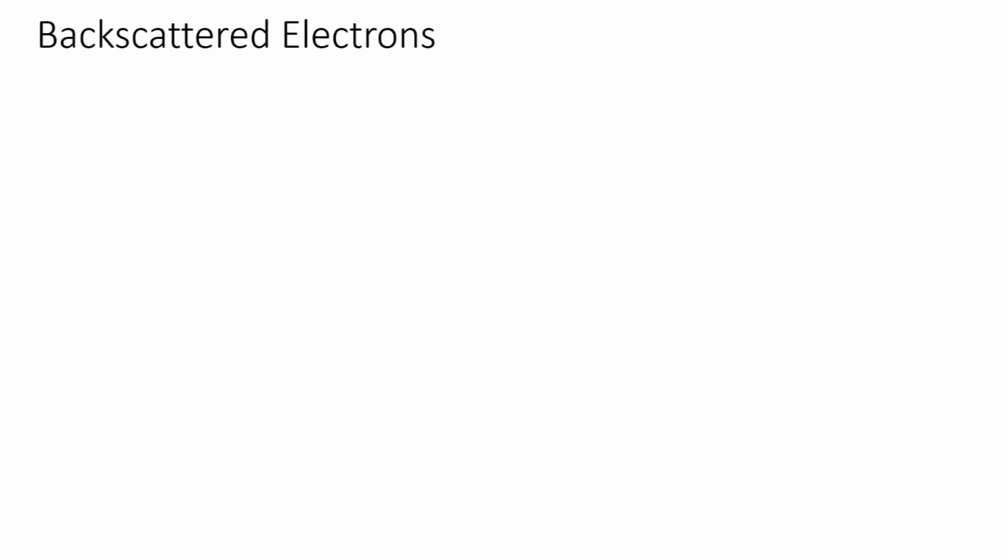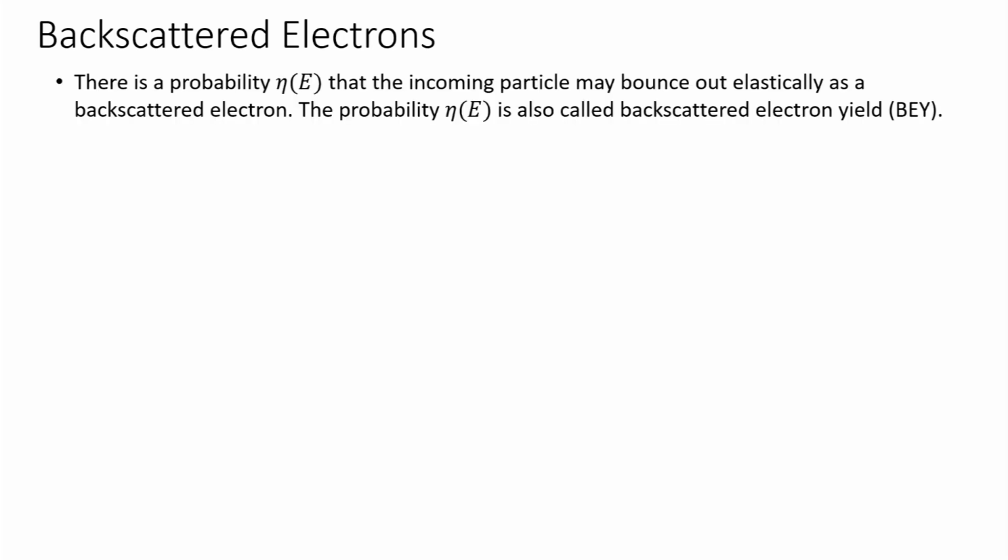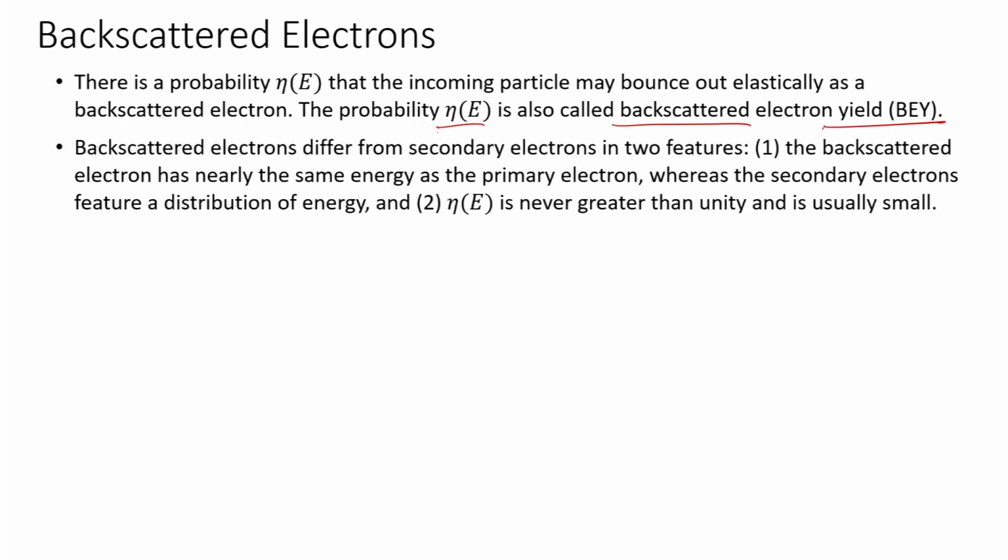Now, we will consider what are called the backscattered electrons. We will try to understand how they are different from the secondary electrons. Again it is a probability, which we call eta e, that the incoming particle may bounce out elastically. It is not striking, it is just bouncing back as a backscattered electron, and here the probability eta e is called the backscattered electron yield, BEY. There we had SEY, secondary electron yield; here it is backscattered electron yield.